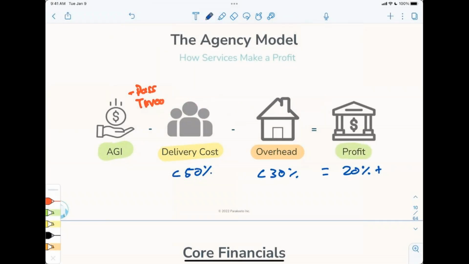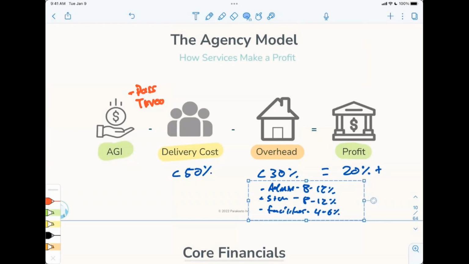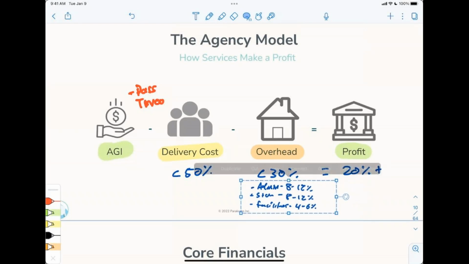Overhead is typically going to be somewhere in the range of admin being 8 to 12%, sales and marketing being 8 to 12%, and facilities, if you have them, being somewhere in the 4 to 6% range. And of course, what's really important is that you're trying to keep overhead under 30% of your agency gross income at any given time. The rest of your expenses are going to be focused on your delivery costs.